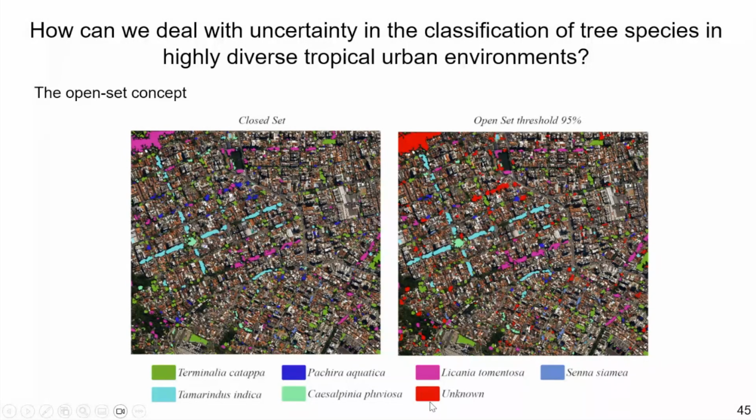And this method performed quite well. We can see in this upper left corner of the image, we have an unknown class that was a large forest patch, but in the closed set it was classified erroneously as Licania tomentosa, and here we have an unknown class.